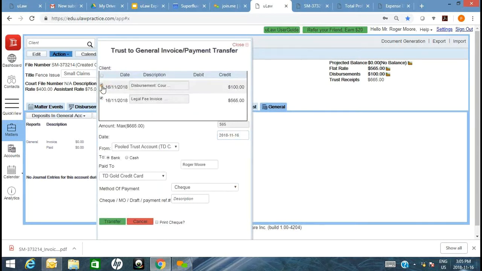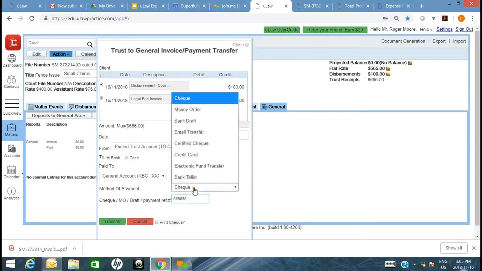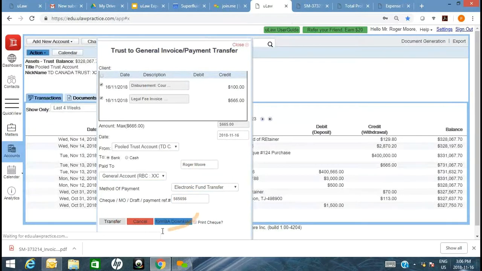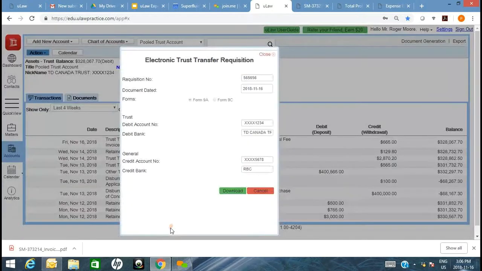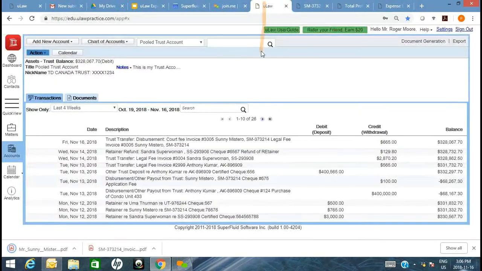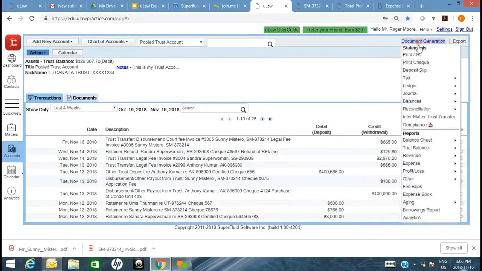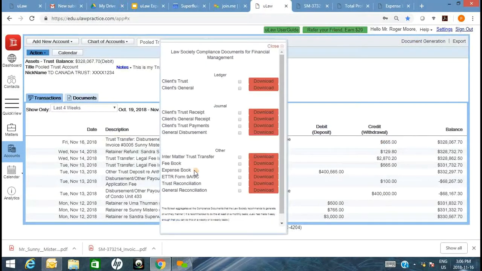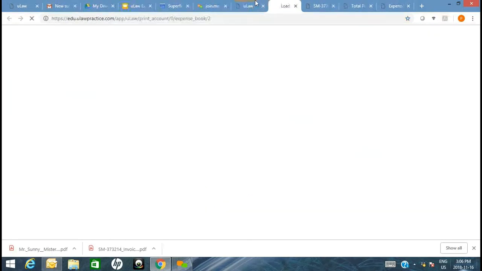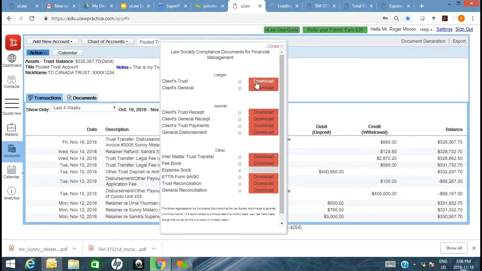You've done all the right things, the legal work, as well as the $100 disbursement, moving it into your general account. And if you, let's say, do an electronic fund transfer in the province of Ontario, we also allow you to fill out a Form 9A automatically. Okay. And now if I jump into my compliance documents, starting with the expense book, and again, I'm just going to run through a bunch of documents and then call it a day.